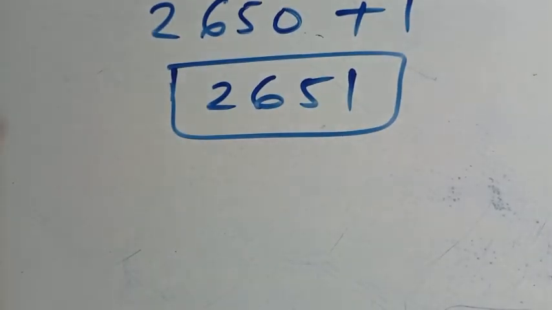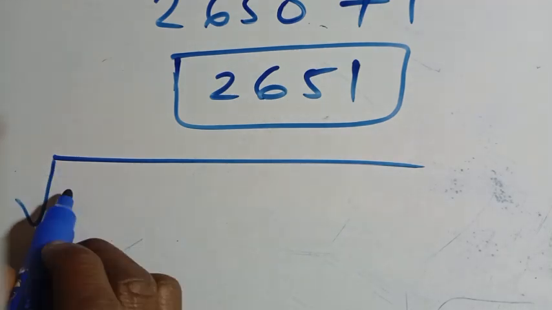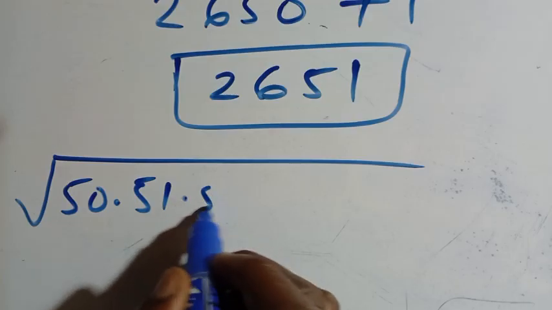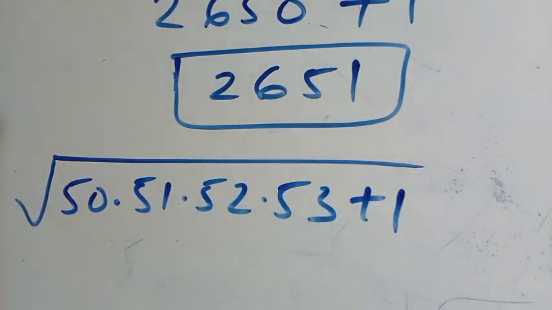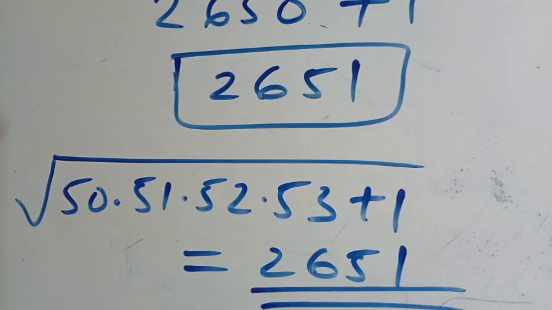So therefore, we can now write in conclusion that if you have the square root of 50 multiplied by 51 multiplied by 52 multiplied by 53 plus 1, the result of this equals 2651. So this is how to solve this problem.